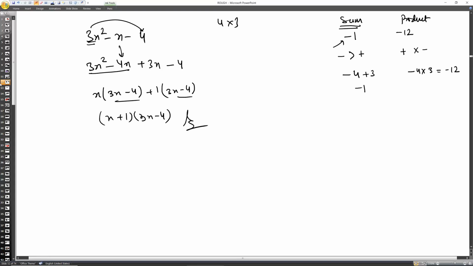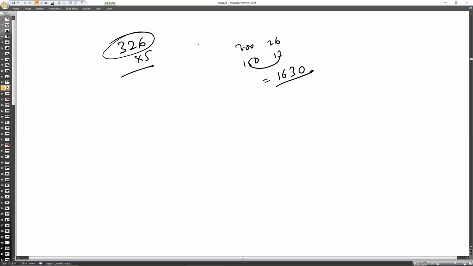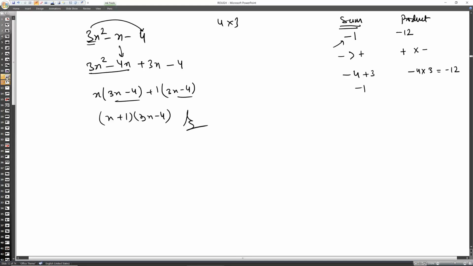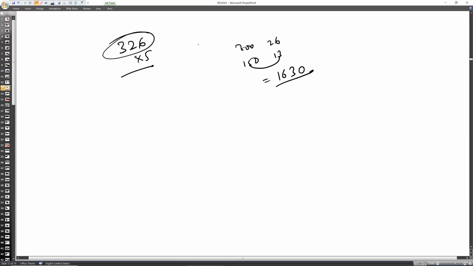So let's move to the next type of question, that is the long division terms. Let's try with this one, because this is in the NCERT updated book. So let's do this one. Now you understood this question? Yes, sir. Let's move to the next part.